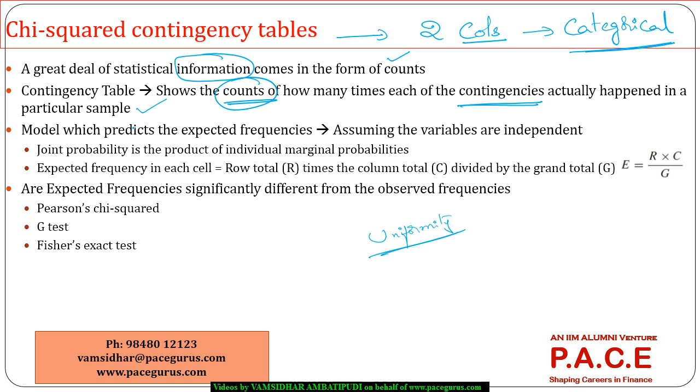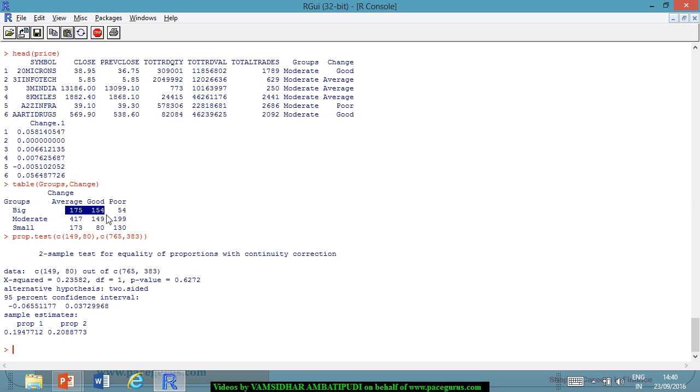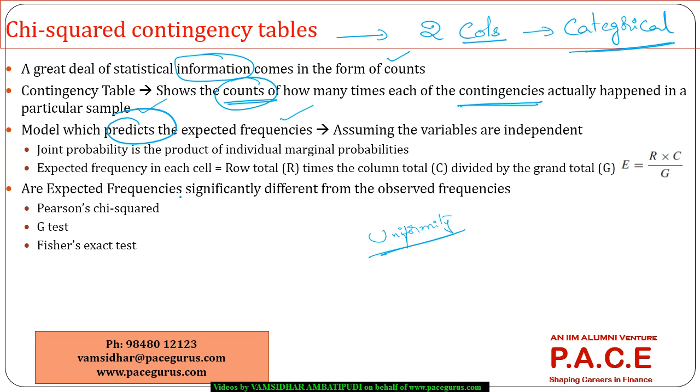So, when we are doing our testing, we require a model which predicts the expected frequencies. These are our observed frequencies. 175 big companies had an average change compared to yesterday, 154 big companies had a good change, and only 54 big companies had a poor change. So we have those as observed values. Now, to say whether the proportions are uniform across the groups or not, I first have to come up with the expected frequencies in each of the groups.